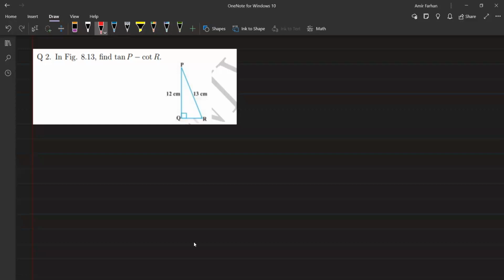Straightforward question, not a tricky one. You have to find the value of tan P minus cot R. And then we'll start the trigonometric ratios of specific angles. First, tan P, so you have to think which will be the perpendicular side, and if you are taking R as theta, you have to change the perpendicular, because if the theta changes, the whole scenario changes.